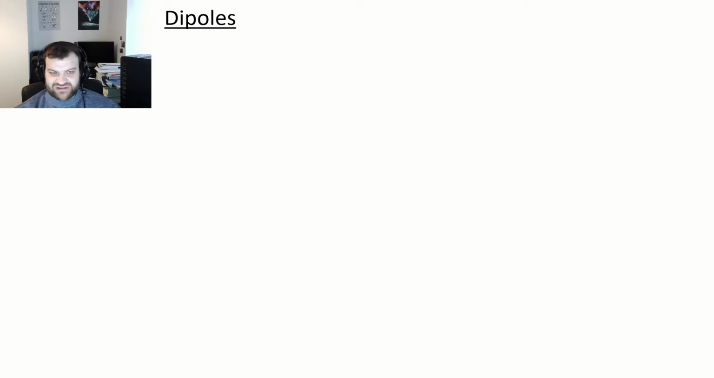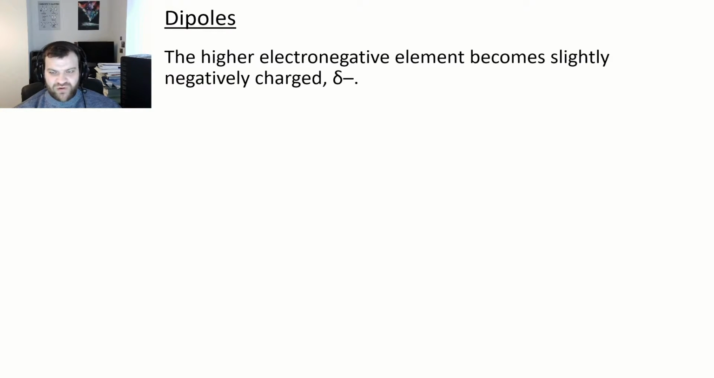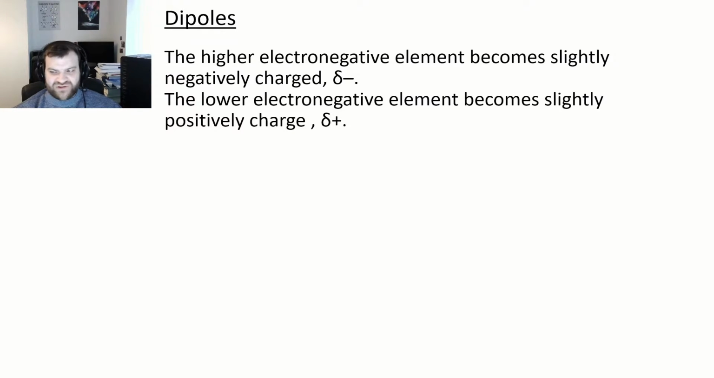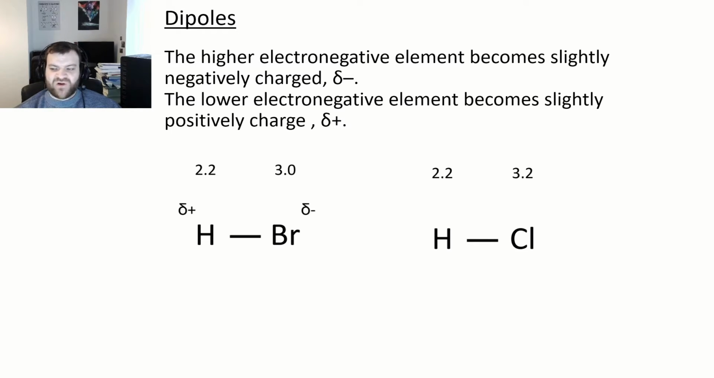Next, let's look at dipoles. In a dipole, you're going to have one element which is going to become slightly negative and one that's going to become slightly positive. If we look at the electronegativities, we can look at the difference between the two. The one with the higher value will become slightly negative. So bromine will be slightly negative in this one. And if we compare chlorine and hydrogen, chlorine has a higher value, so chlorine would become slightly negative.